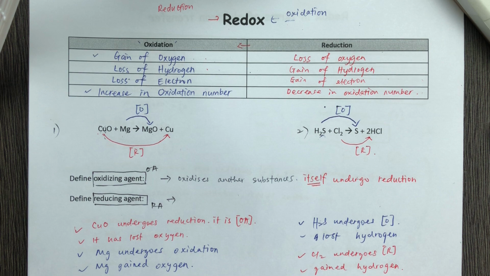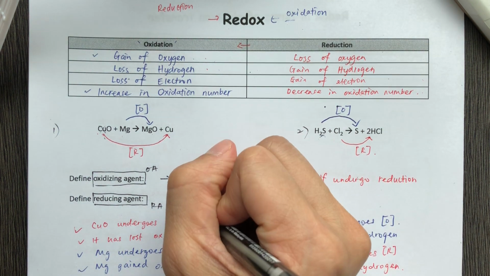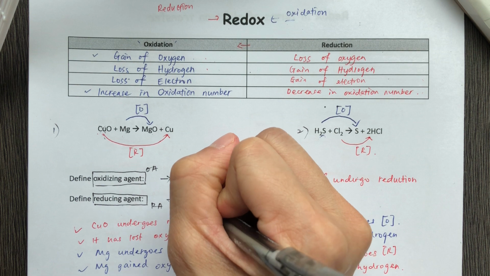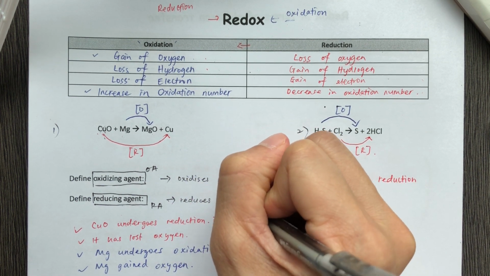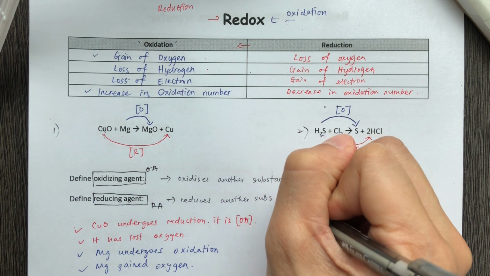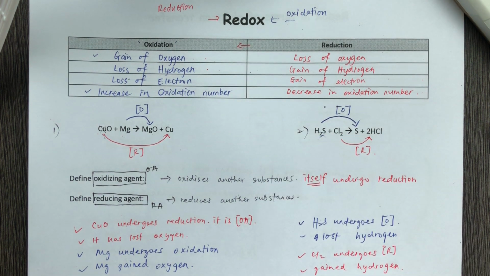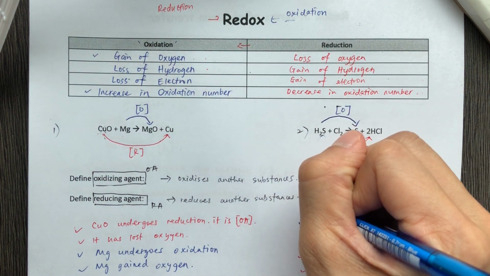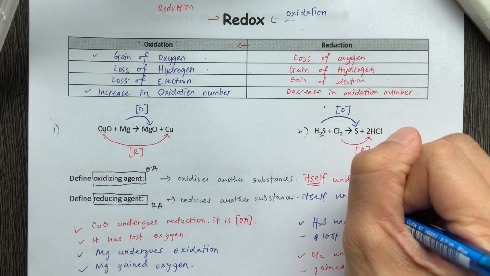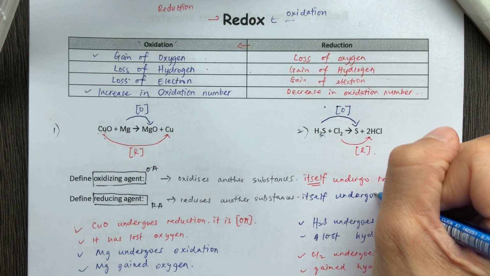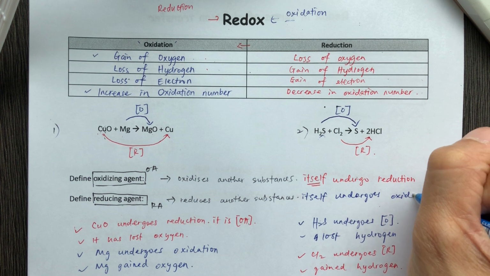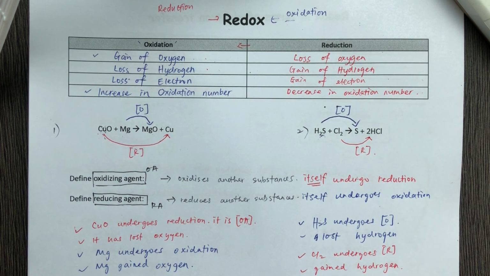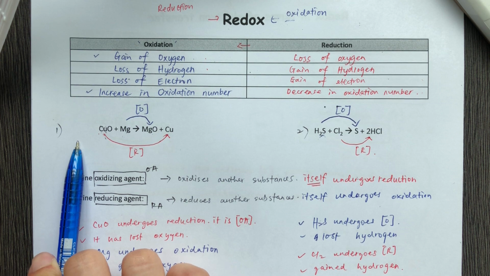Now, what's the meaning of reducing agent? As you can predict, a reducing agent is a substance that reduces another substance. And how do you identify it? Very simple, because it reduces another substance, it itself undergoes oxidation. Okay, itself undergoes oxidation.